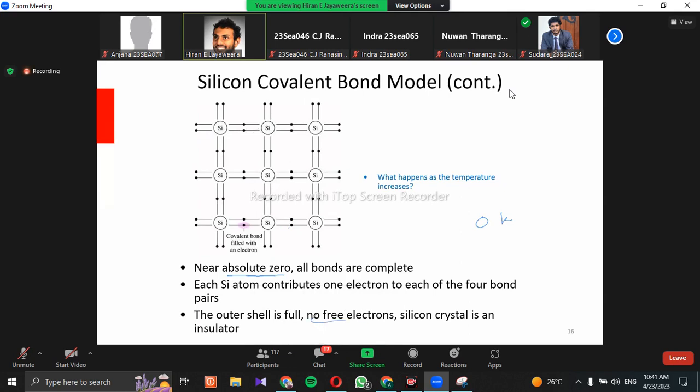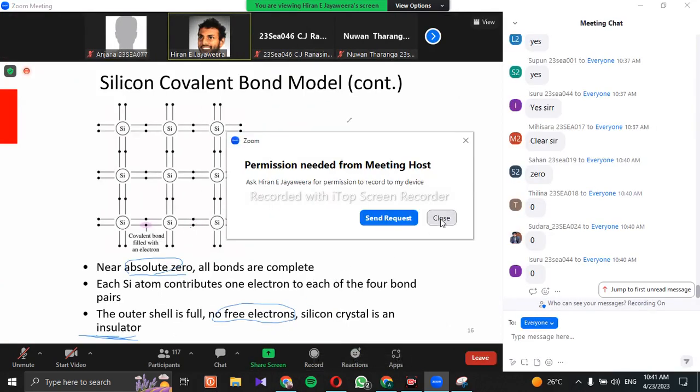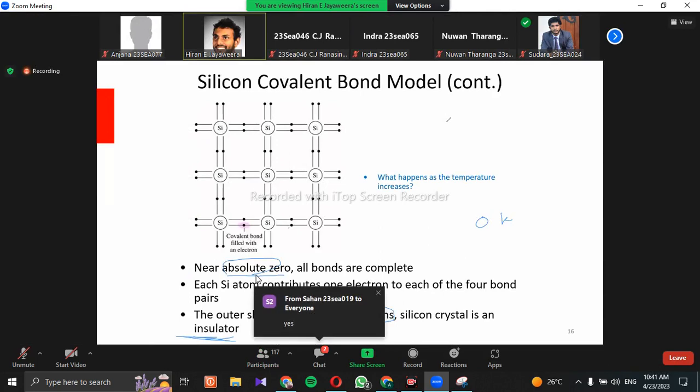So no free electrons in the system at absolute zero. So at absolute zero, a silicon crystal is an insulator. There's no semiconducting property at absolute zero. Is it clear to everyone? Right.